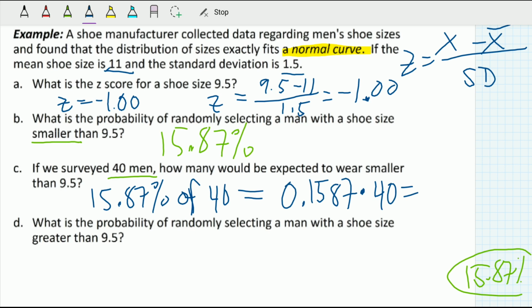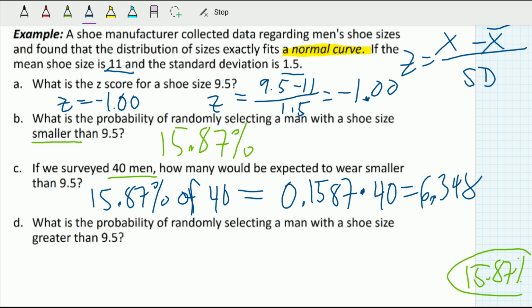And so I'm gonna go ahead and grab a calculator for that. So it'll be 40 times 0.1587, or the other way around, it doesn't really matter. It'll be 6.348. We're talking about how many would be expected to wear smaller.